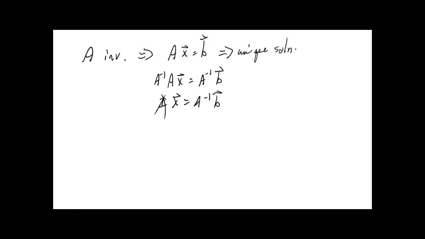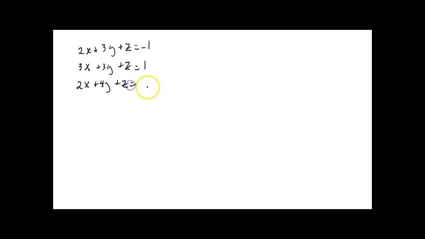All right, so let's do example 8. Use an inverse matrix to solve each system. System A: 2x plus 3y plus z is equal to negative 1. 3x plus 3y plus z is equal to 1. 2x plus 4y plus z is equal to negative 2.